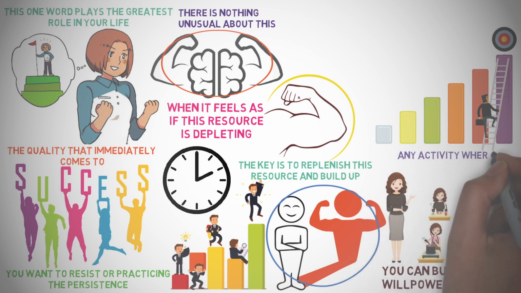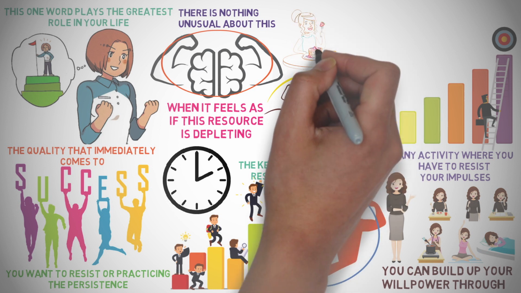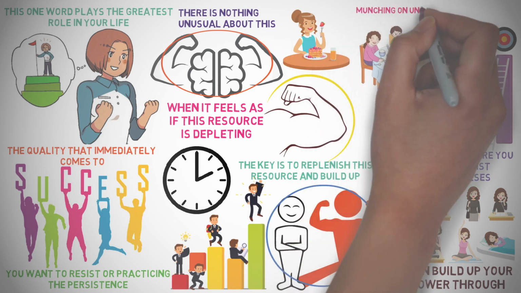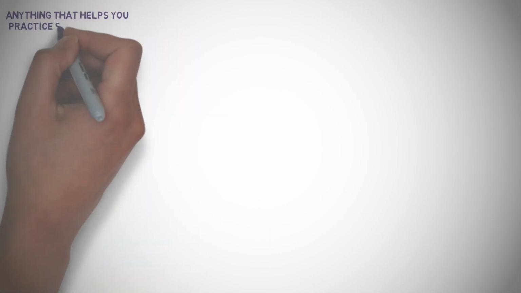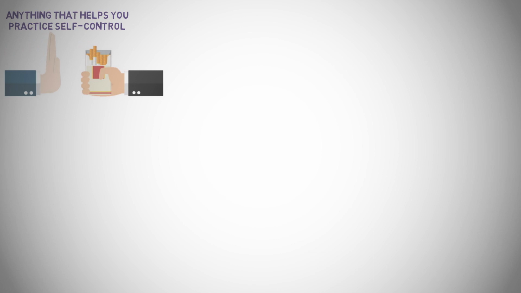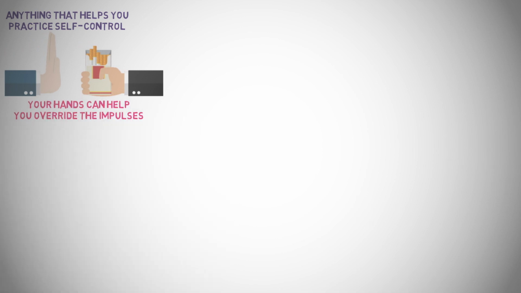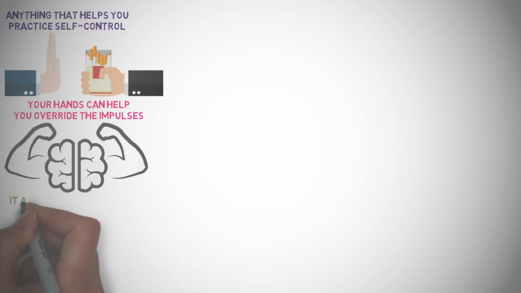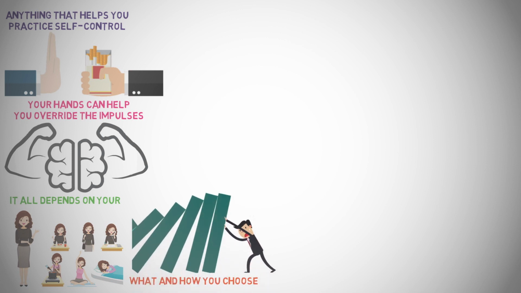Any activity where you have to resist your impulses, like denying your urge to eat dessert after dinner or munching on unhealthy snacks, should be a part of your life on a daily basis. Anything that helps you practice self-control, like avoiding smoking and instead doing something else with your hands, can help you override the impulses and enhance your willpower. It all depends on your habits, what and how you choose to practice resistance.